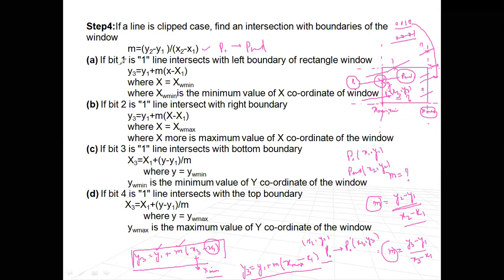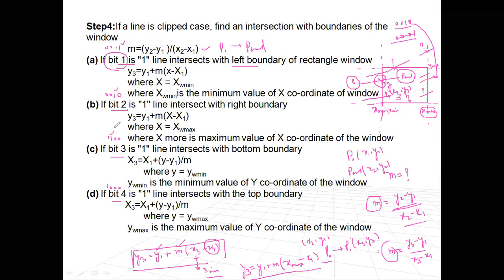Okay, when bit 1 is one, the line intersects with the left boundary, first bit is set. Okay, bit 2 is set, bit 3 is set, and bit 4 is set. That is 1 0 0 0, bit 4 is set, bit 3 is set, 0 1 0 0, bit 2 0 0 1 0, 0 0 0 1. So this bit is set here, this bit is set here, this bit is set.